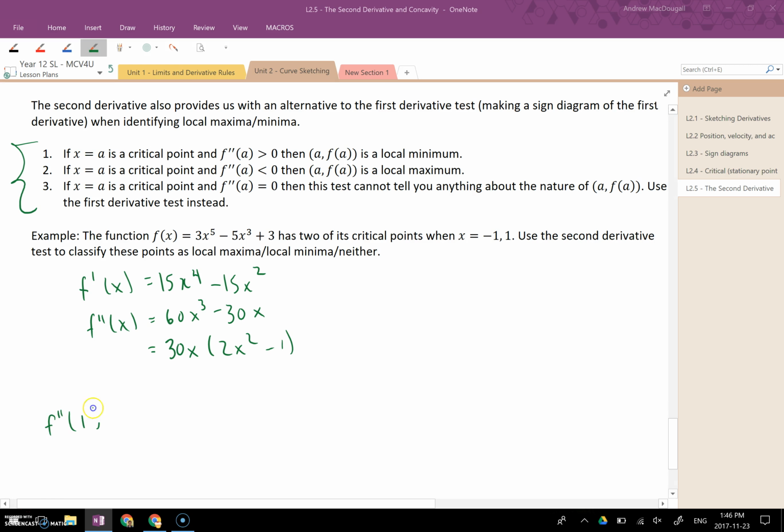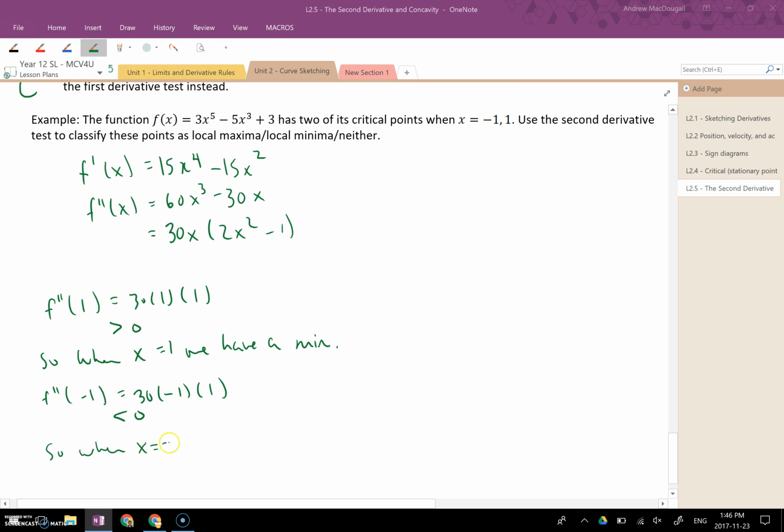So f double prime of 1 is 30 times 1 times 1, which is positive. So when x equals 1, we have a minimum. It's at the bottom of the smiley face. The second derivative is positive there. F double prime of negative 1 is 30 times negative 1 times 1, which is less than 0. So when x equals negative 1, we have a max.